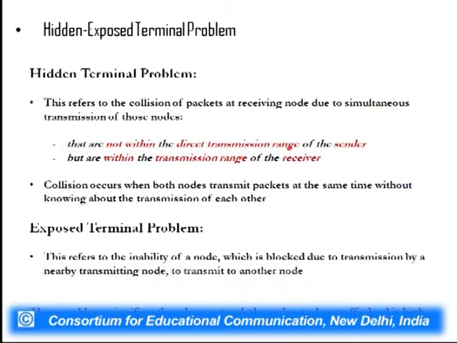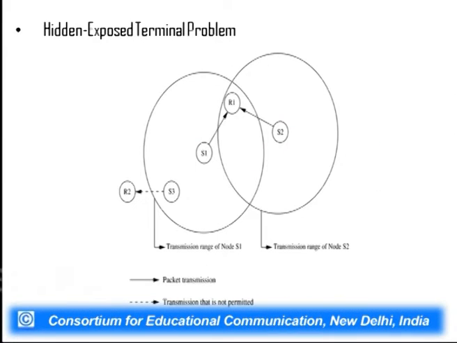Next is the exposed terminal problem. Now what happens here is, let's see the diagram once again. Here say S3 is the victim of the exposed terminal problem. Say, for example, we are taking into consideration that S1 and R1 are presently communicating, and due to this ongoing transmission, S3 is not able to communicate with R2.